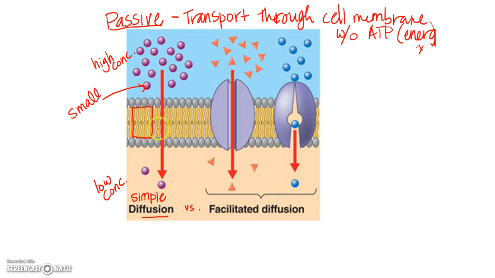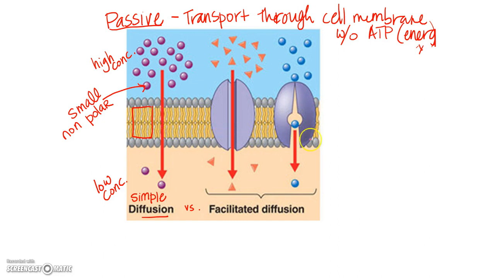So to be able to get through that, they're going to need to be nonpolar. Okay, so if they were polar, they would be way more attracted to the water, and so there's no way they could pass through. They would just kind of stay on the outside.